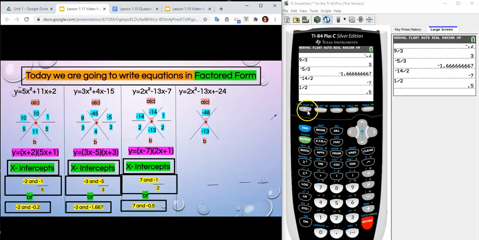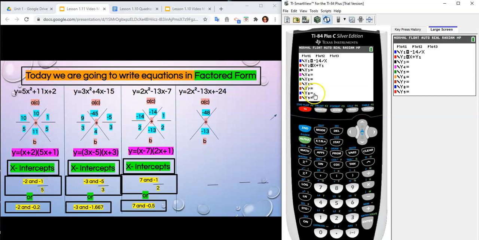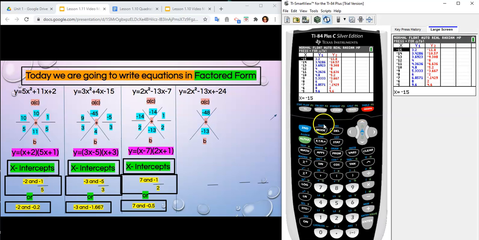So now we go to our y equals, and we're going to leave this x plus y1 in there so we're saving time. I'm going to just clear out the first one, and then I'm going to put negative 48 divided by x. Then I'm going to go second graph. All right, and now I'm looking for negative 13.